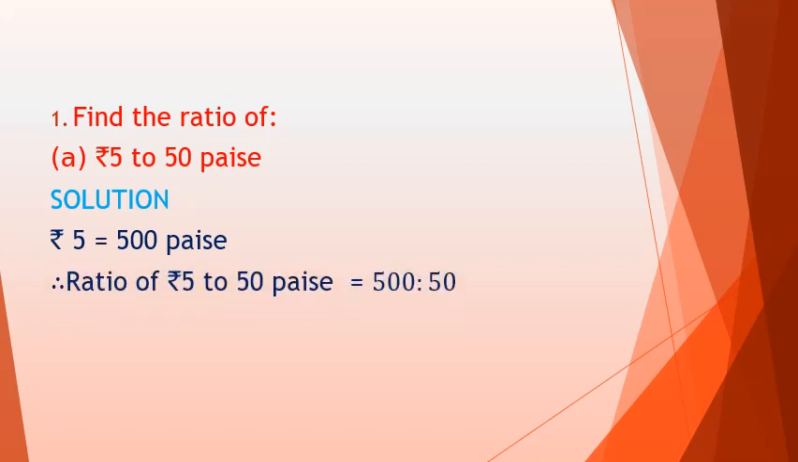Now, the ratio of rupees 5 to 50 paise equals 500 is to 50. This can be treated as a fraction by writing 500 upon 50. After cancelling, we get 10 upon 1. Here, don't forget to write 1 because we are writing the ratio. Hence, the ratio of rupees 5 to 50 paise equals 10 is to 1.